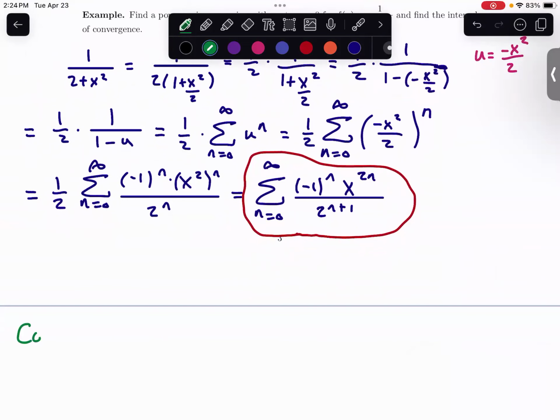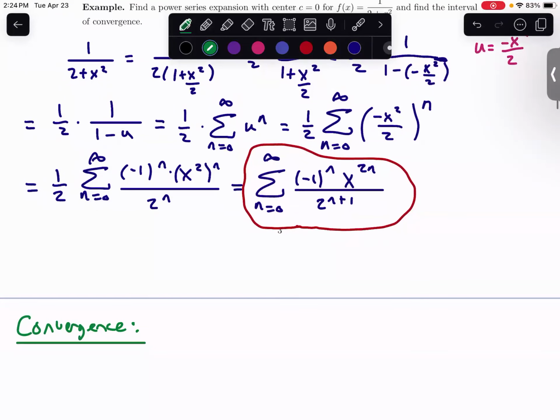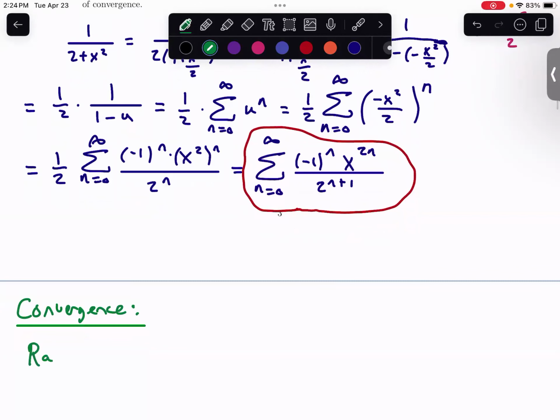So we want to find convergence for this sum. We're just going to use the ratio test. You want to use the ratio test pretty much anytime you test the convergence of a power series. So we're going to do the ratio test.